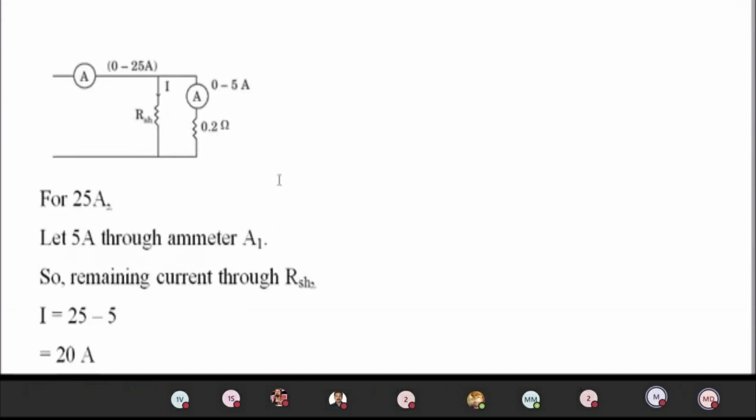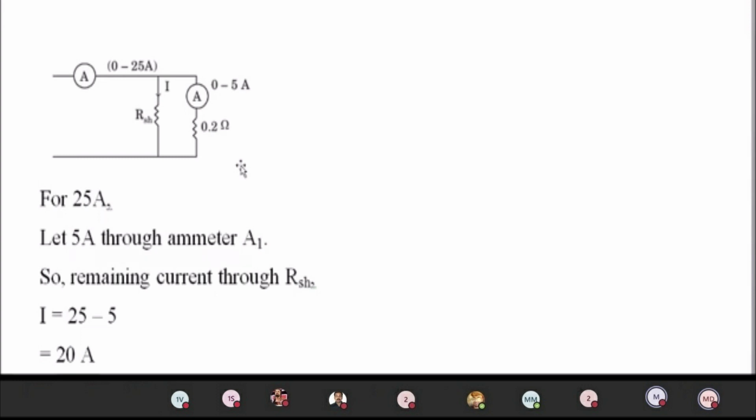The given question has been drawn in circuit form. You can see the total current has been taken as 25 amperes, which is given in the question. What you have to measure, and at present the range of the meter is 0 to 5 amperes and the meter resistance is 0.2. Now the shunt resistance to be added, that is the resistance to be connected in parallel with the meter, is unknown. At the same time the current through the shunt resistance is unknown.